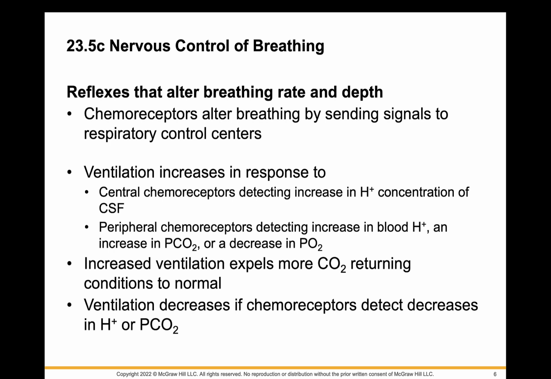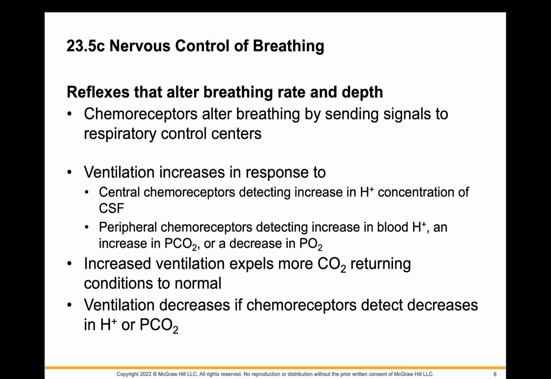Now, the first thing that we have to look at are a number of reflexes that alter breathing rate and depth. As noted previously, we're going to talk first about the chemoreceptors that alter breathing by sending signals to respiratory control centers. Ventilation increases in response to central chemoreceptors detecting an increase in hydrogen ion concentration of the cerebrospinal fluid. Now, this is an important thing to keep in mind here. What is causing the increase in hydrogen ion? And it is an increase in CO2.